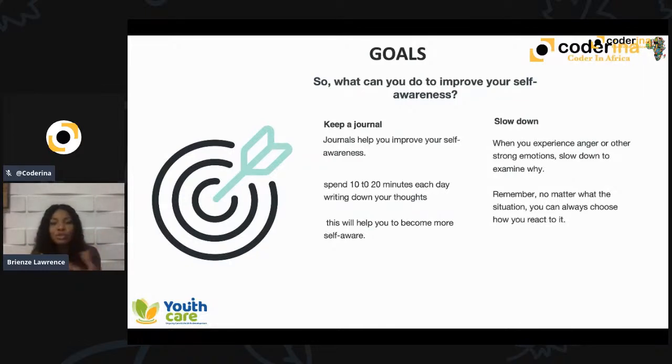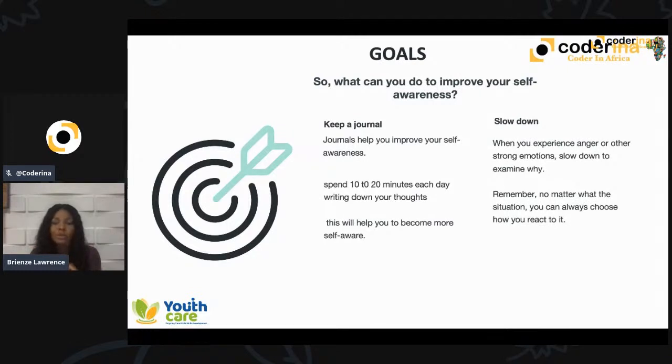It will help you to know what your strengths are as well. As you keep doing this, your self-awareness will be much improved, and you will start to even be conscious of other people around you. So another thing that you have to do is slow down.